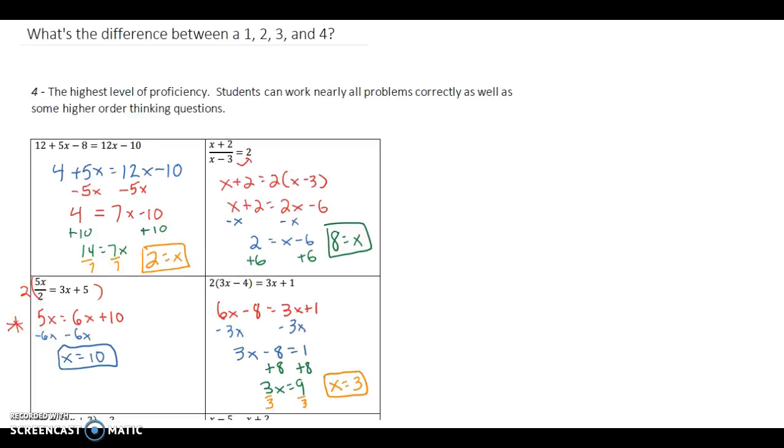In part two of our video on standards-based learning, we're going to take a look at the different proficiency levels. So what is the difference between a 1, 2, 3, and a 4? Well, it is based on our description of what a 4, 3, a 2, and 1 actually is.